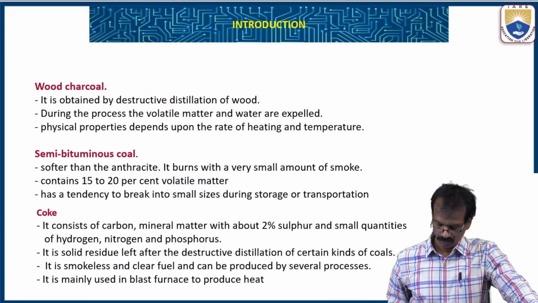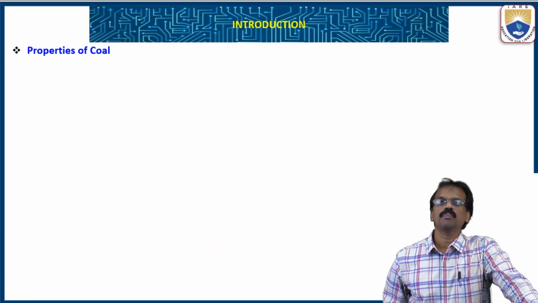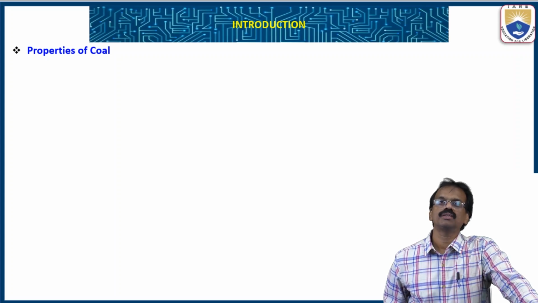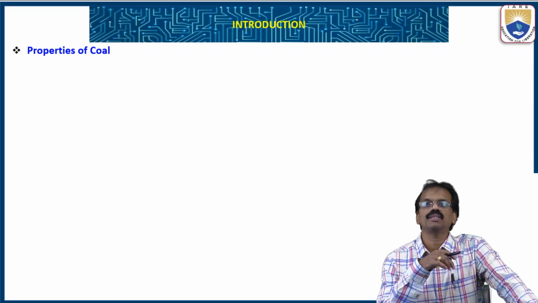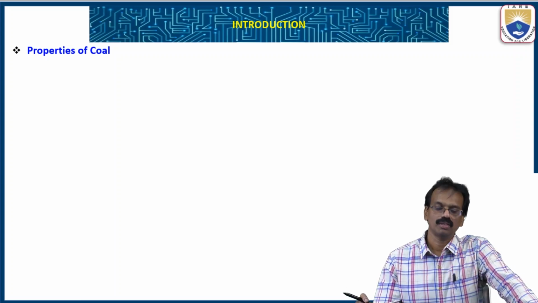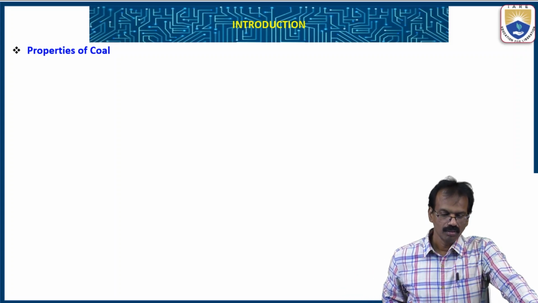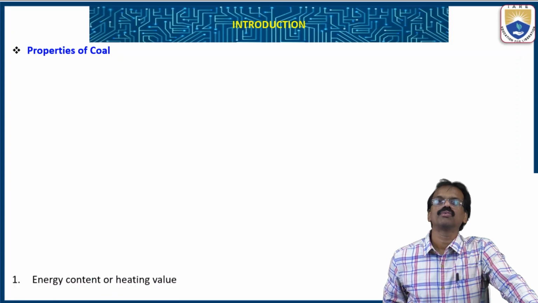Next, wood charcoal. Now the properties of the coal. We'll see what the different properties of this coal are. We saw different types of coals, what their importance is, and what type of flame they give when burning. We already saw that. Now we'll see the properties of the coal.